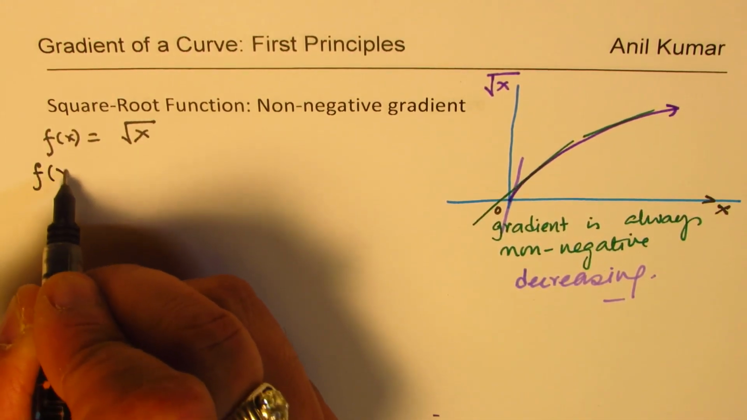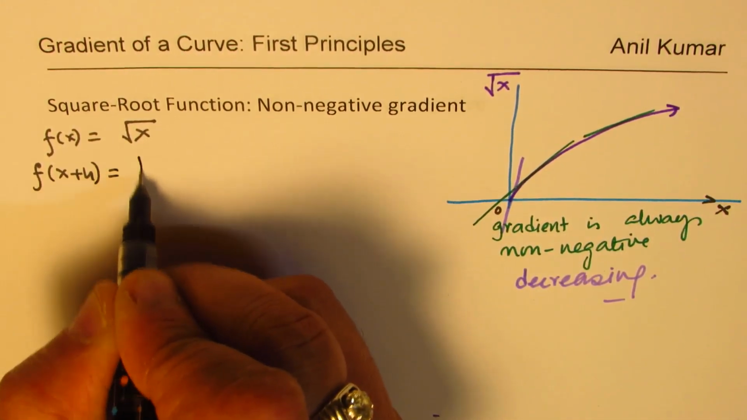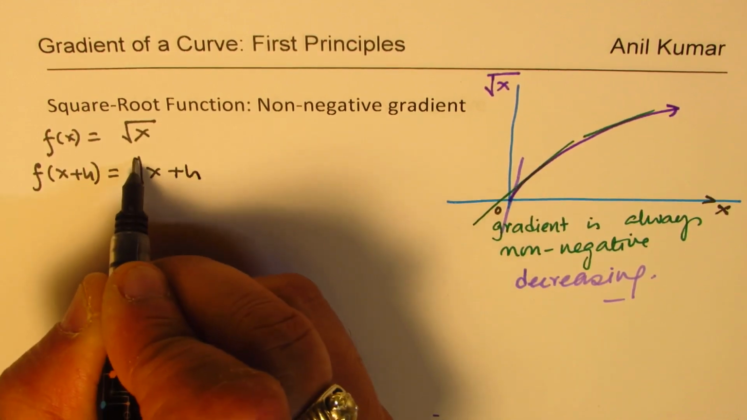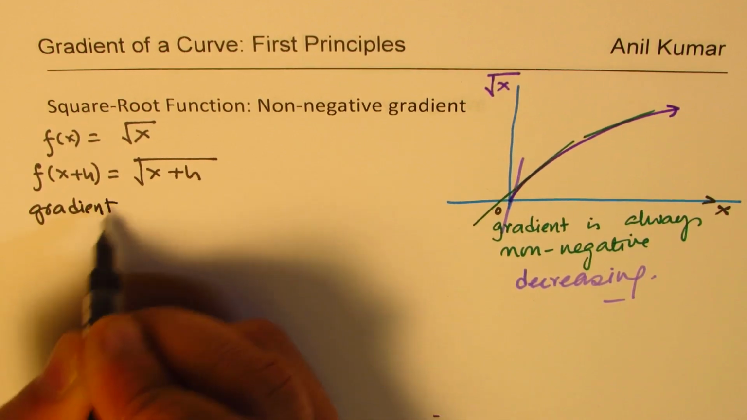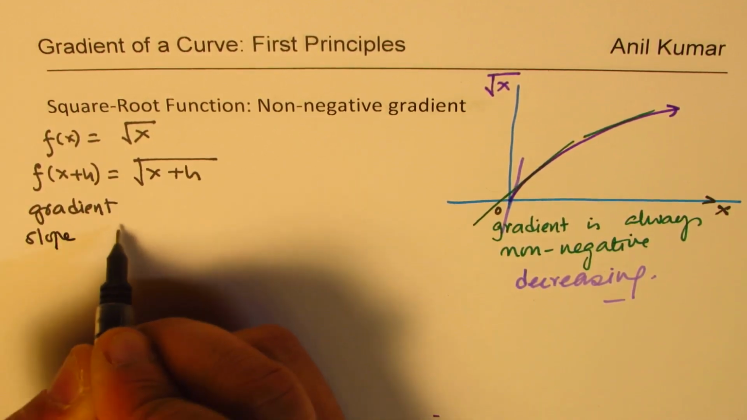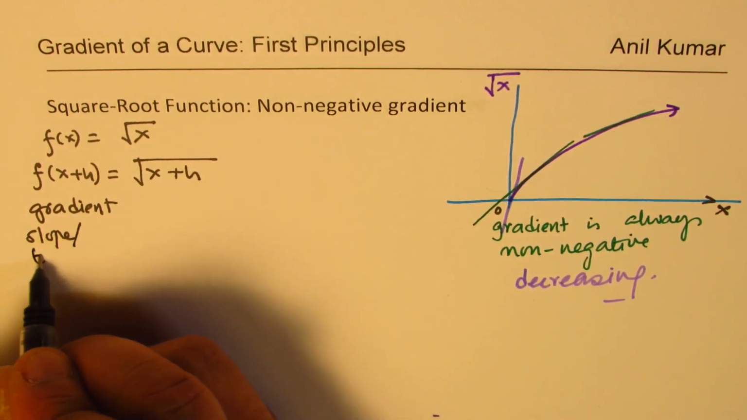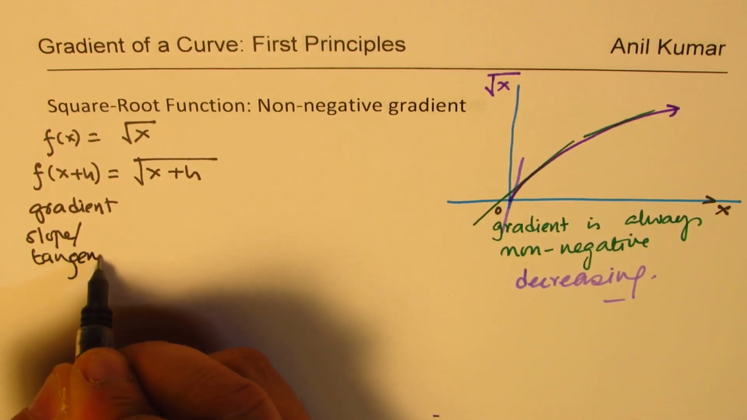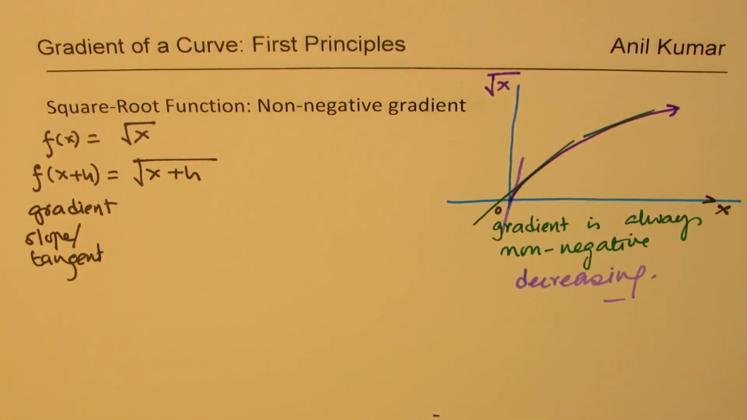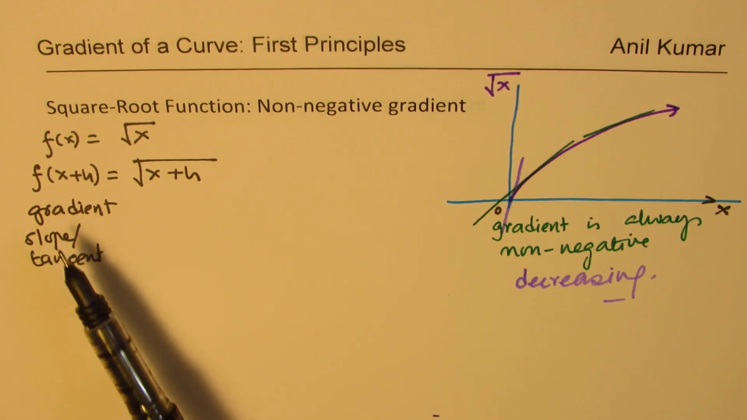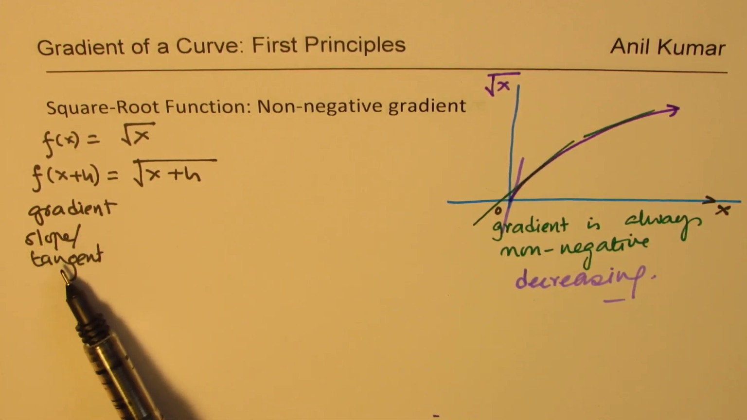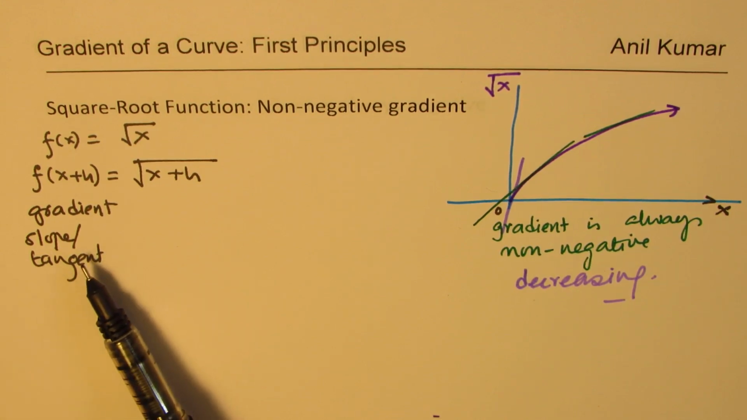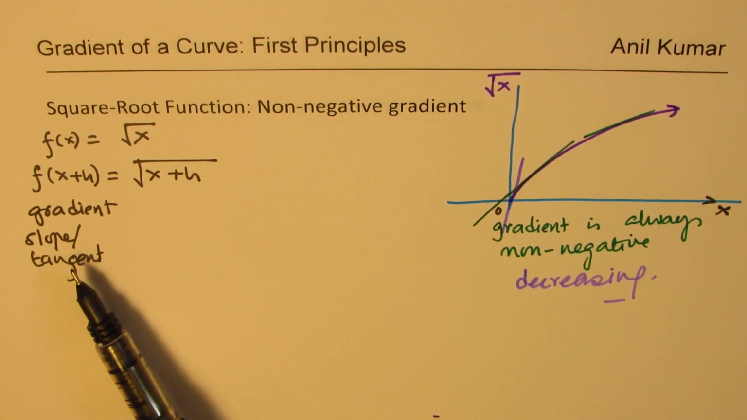Then what is the value of f of x plus h? It should be square root of x plus h. Correct? So what is gradient? Gradient or slope of the tangent, right? Slope of tangent. Now, why am I using these different terms? In North America, we don't normally use gradient, right? So there we use slope of tangent or derivatives, right? So that's the whole idea.